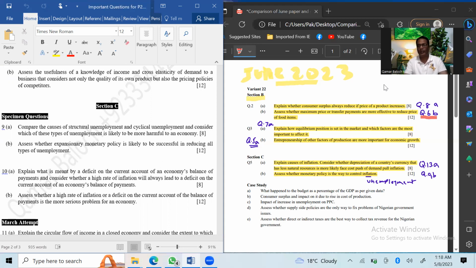So you will have to explain monetary policy accordingly. So instead of expansionary monetary policy, you will have to use contractionary monetary policy to control demand pull inflation.